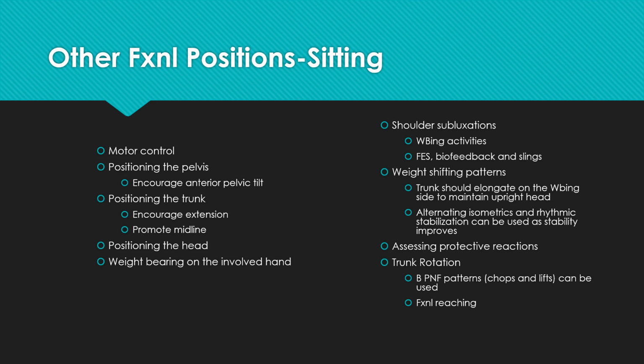We want to assess the protective reactions, and so that can include applying perturbations to our patient and seeing what kind of responses they engage. Do they get the upper extremity involvement that we need when pushed to the side that's involved? And we also can work on trunk rotation in sitting. Using bilateral PNF patterns like our chops and lifts can be used, but we can also perform functional reaching activities or even just having them do rotation seated.